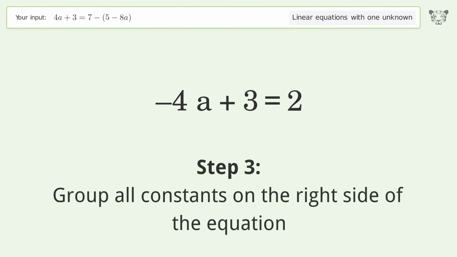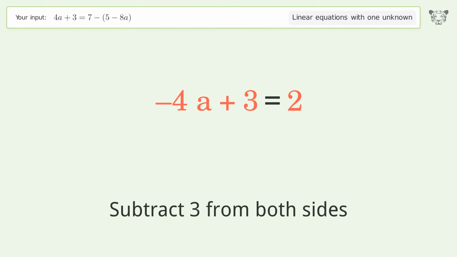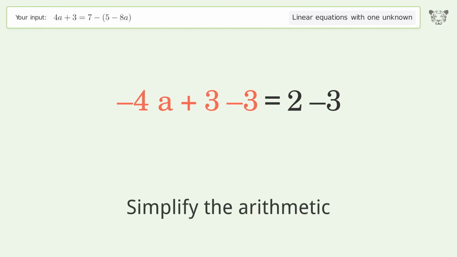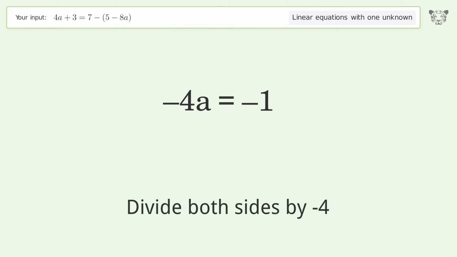Group all constants on the right side of the equation. Subtract 3 from both sides. Simplify the arithmetic. Isolate the a. Divide both sides by -4.